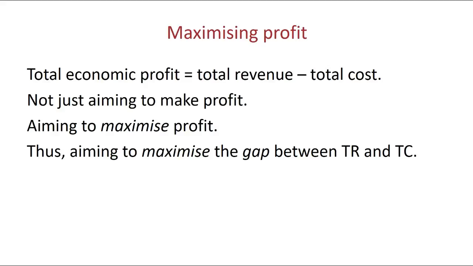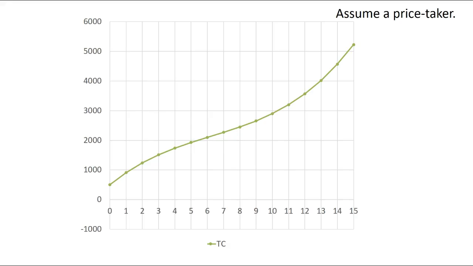But for our firms, we're assuming that they're not just aiming to make profit, rather they're aiming to make the largest profit they can, that is to maximize their profits. Thus, they're aiming to maximize the gap between total revenue and total cost. The question is, what is the output level that will maximize that gap? What is the output level that will maximize economic profit?